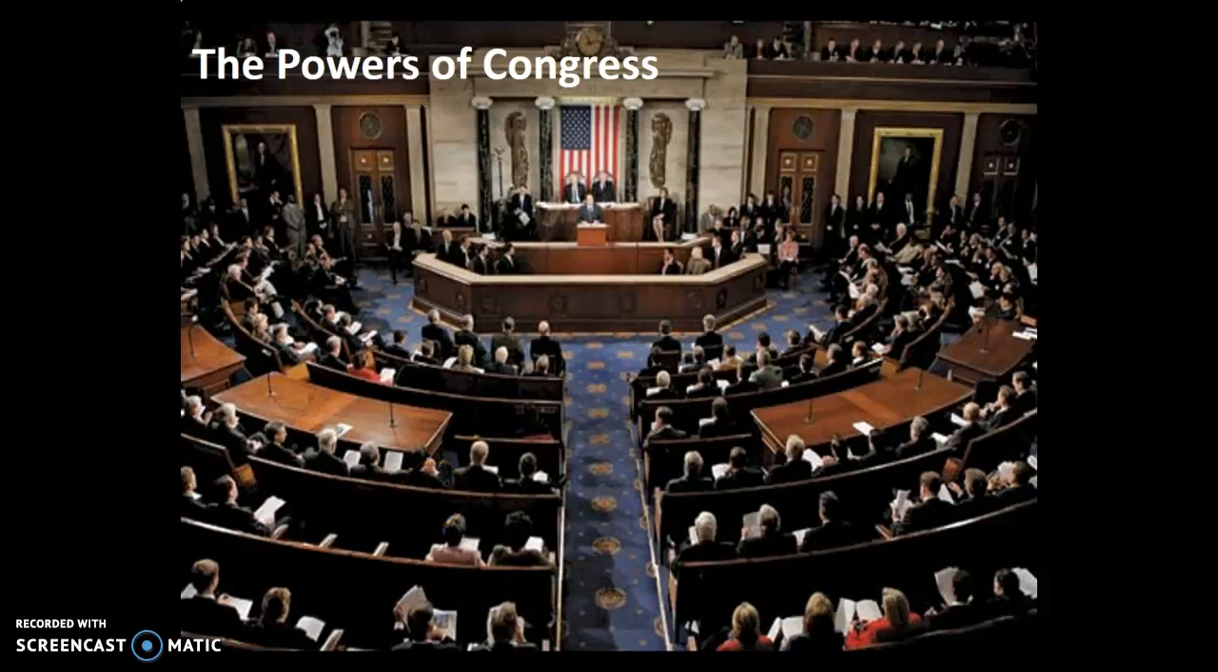Hello, government students. We have a picture here of the chambers of the United States House of Representatives. Today we're going to talk about the powers of Congress, and what better way to start than to look at this beautiful House chamber in our Capitol building in Washington, D.C.